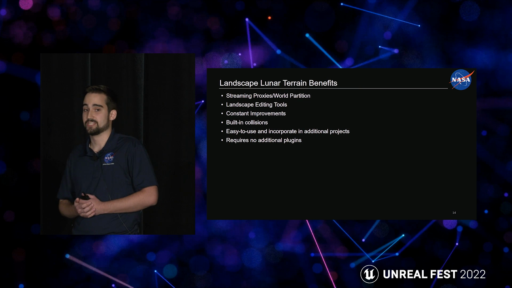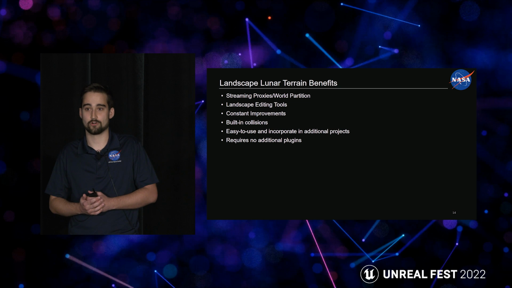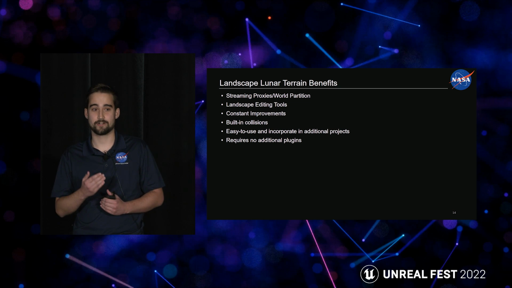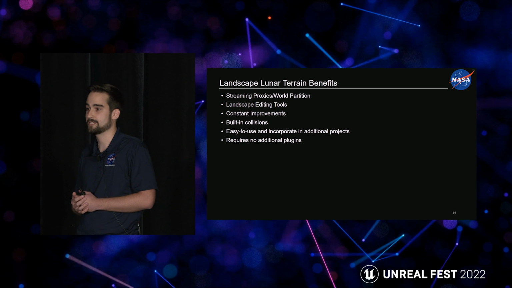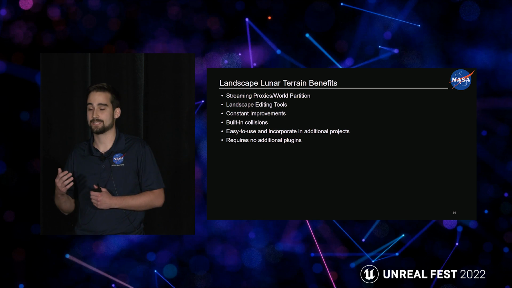This leads me into some of the additional benefits of this feature, which first off is its integration with the world partitioning system. So you can actually establish a series of streaming proxies for your landscape, which provide you some additional tiling functionality so that you can stream in certain areas of your terrain based off of where your player is located. Additionally, the system provides a series of landscape editing tools, which can be used to sculpt additional features or add certain detail in some areas.